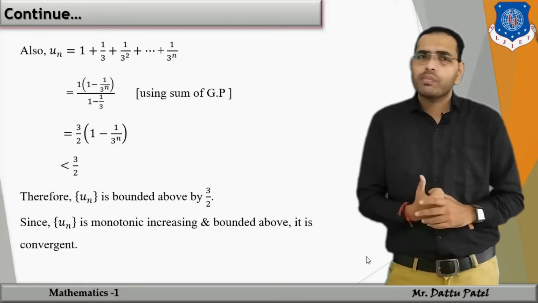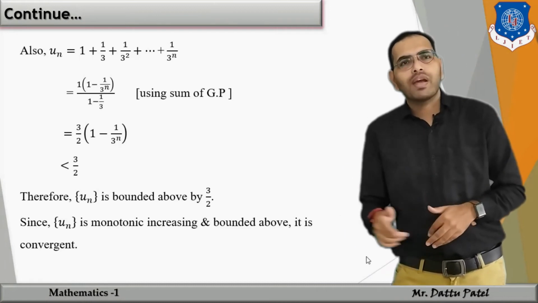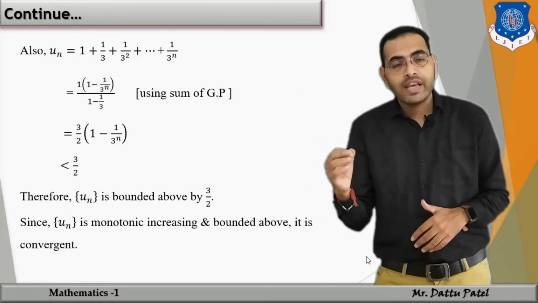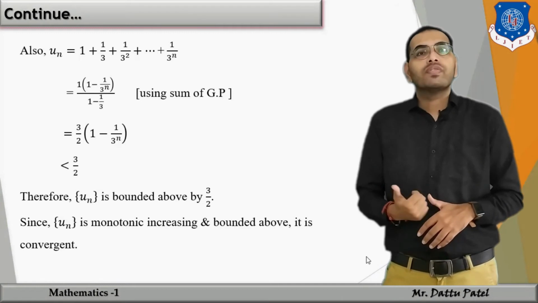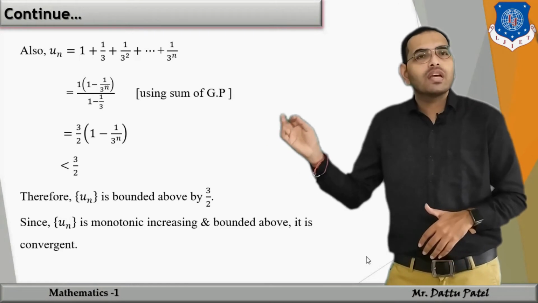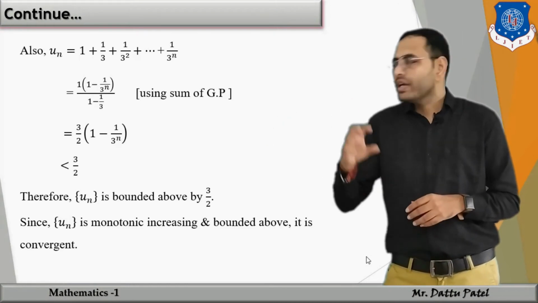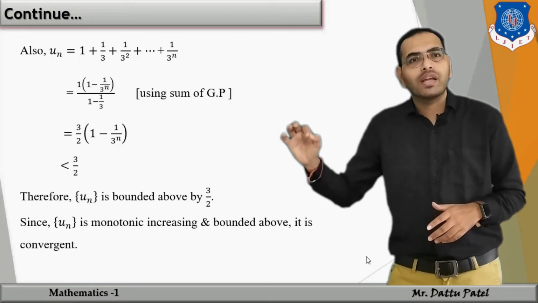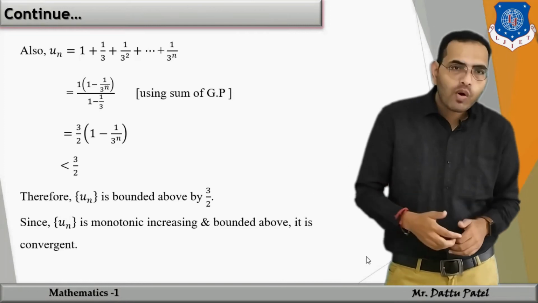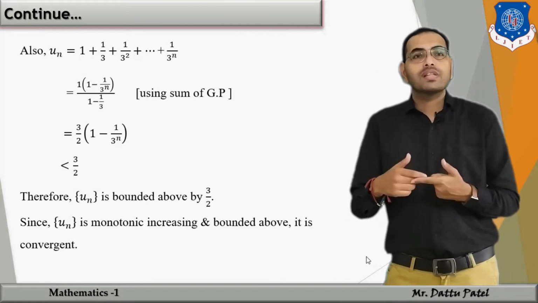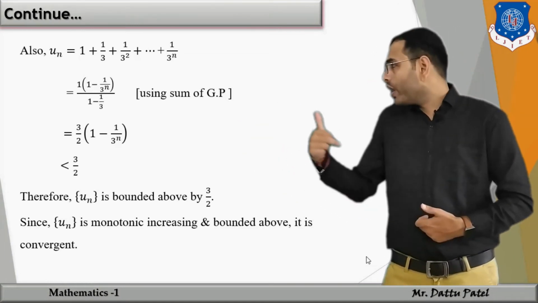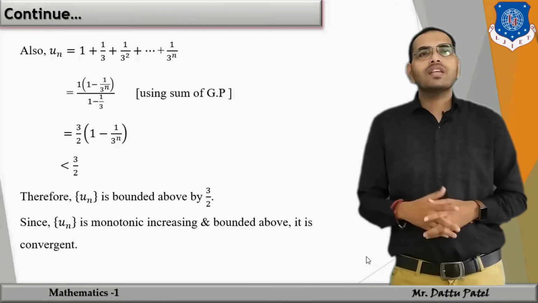Now simplifying the denominator portion, we get 3 by 2 times (1 minus 1 by 3 raised to n). Whatever values of n we put in this last equation, the maximum value of this term is 3 by 2 and the remaining values are always less than 3 by 2. So we can say that our sequence is bounded above by 3 by 2. Our sequence is monotonic increasing and bounded above, so according to the theorem we can say that it is convergent.